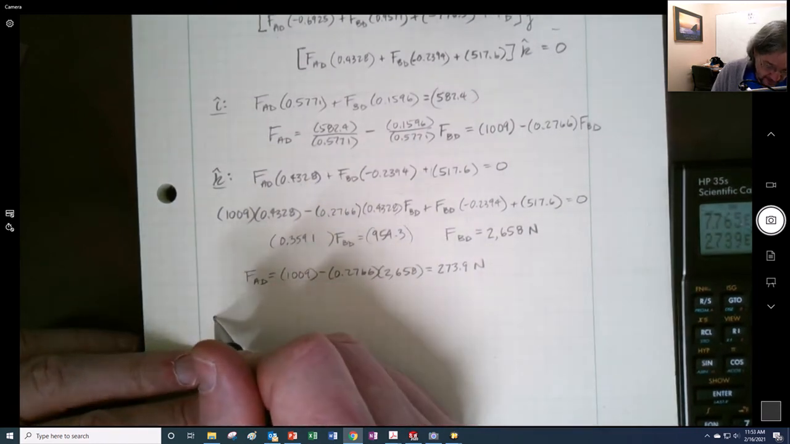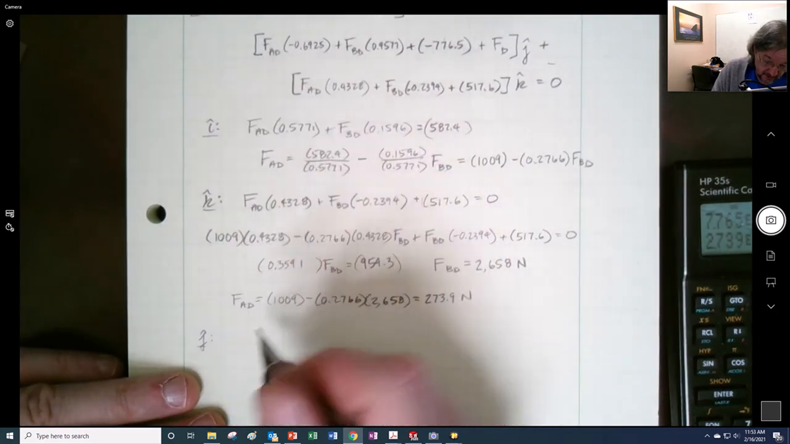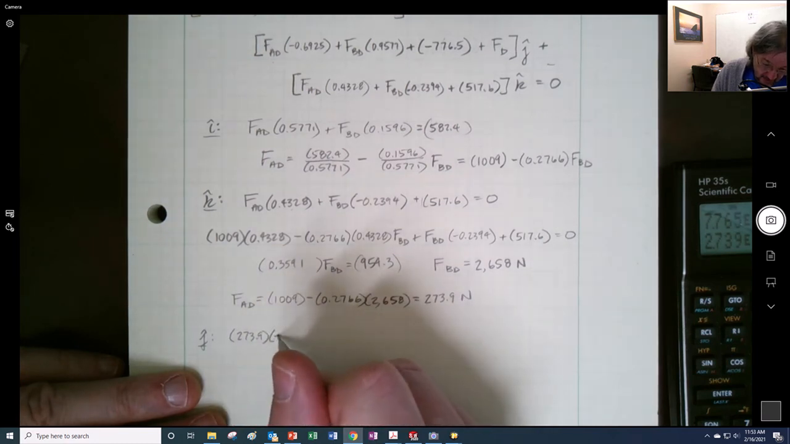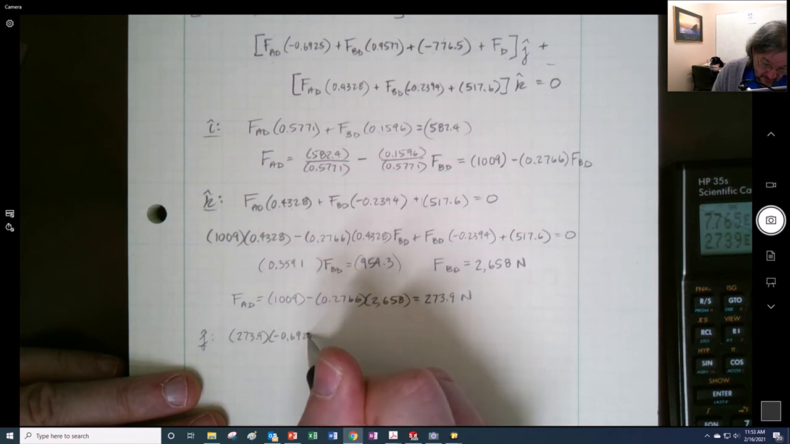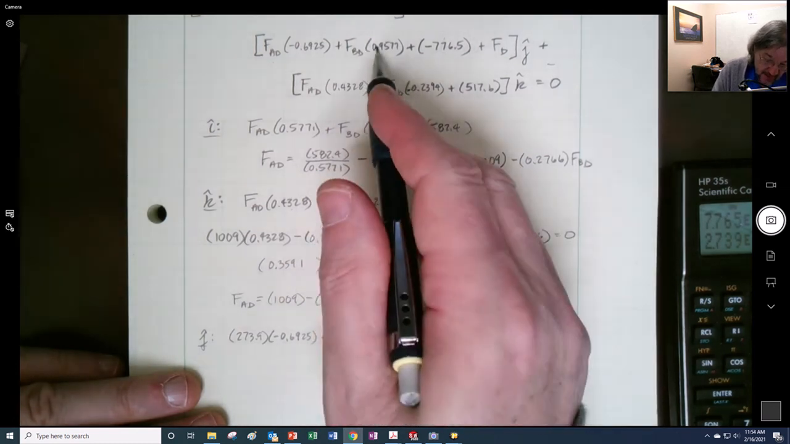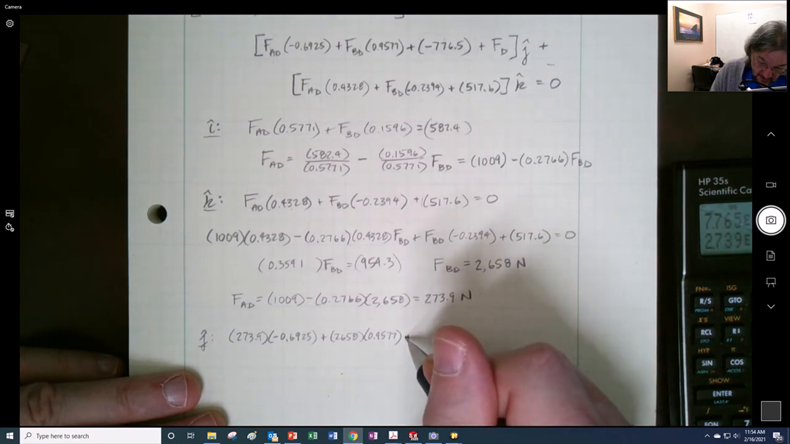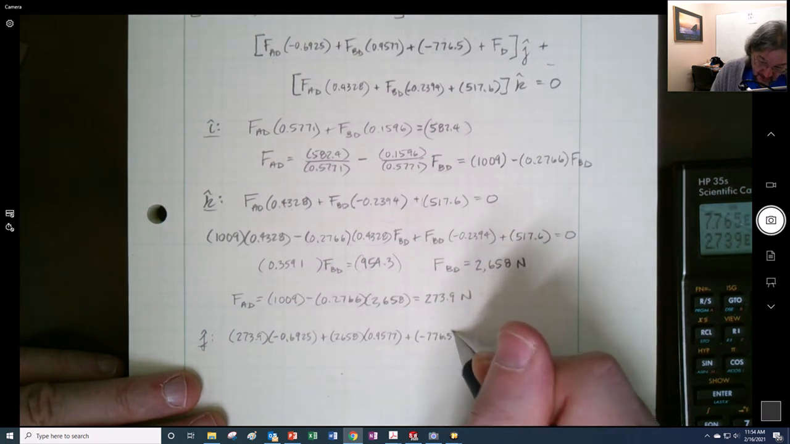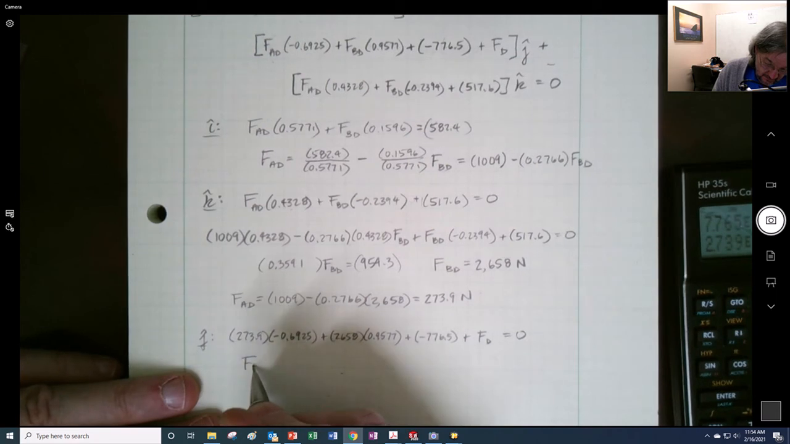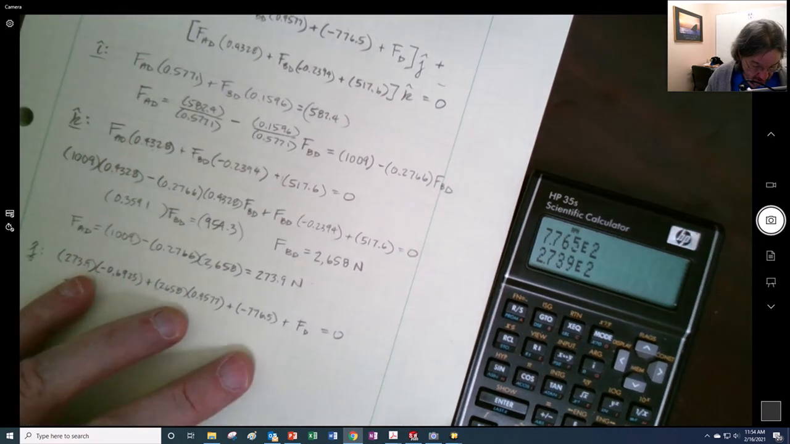But anyway, now I can go back to my J up above, right? And I can solve by putting in, I'll just put the numbers in, 273.9 times my negative 0.6925 plus my FB of 2,658 times my 0.9577 negative 776.5 and plus FD, right, equals 0. So FD is a magnitude. Got a lot of numbers here. Nervous. A lot of numbers.